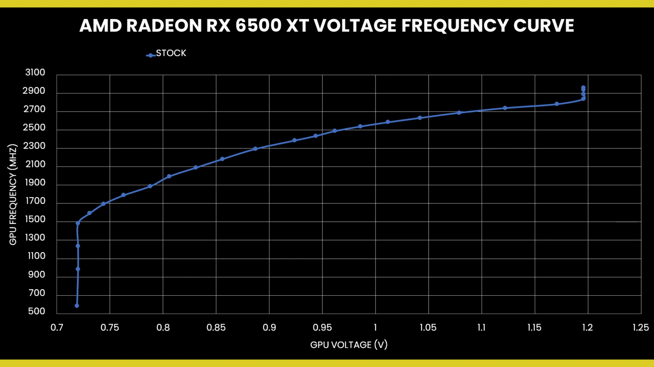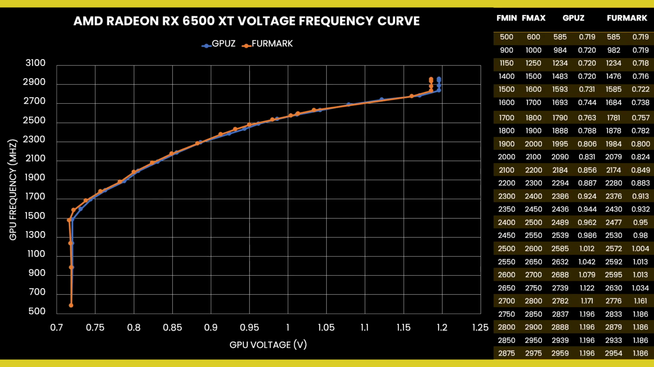As you can see, the curve starts at 720 mV for the lowest frequencies and ends at 1196 mV for the highest frequencies. The highest voltage is applied from around 2750 MHz to the maximum configurable frequency of 2975 MHz. When comparing the voltage frequency curve using the GPU-Z render test and FurMark as the workload, we can see minor differences in both voltage and frequency for a given test point.